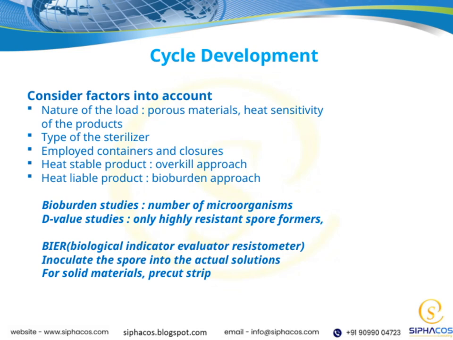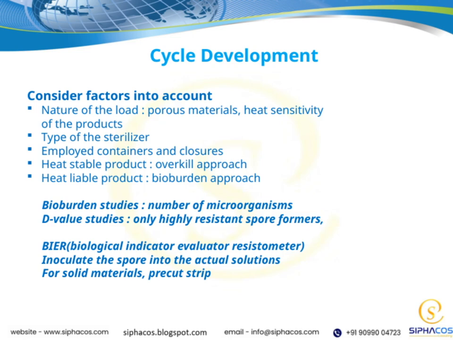Now, for heat-stable products, we often use an overkill approach, meaning we apply a sterilization cycle that exceeds the minimum requirements to ensure safety. Conversely, for heat-labile products, we rely on a bioburden approach, which focuses on reducing the microbial load to acceptable levels without risking damage to the product. Let's talk about bioburden studies. These involve measuring the number of microorganisms present initially, giving us a baseline to work from.